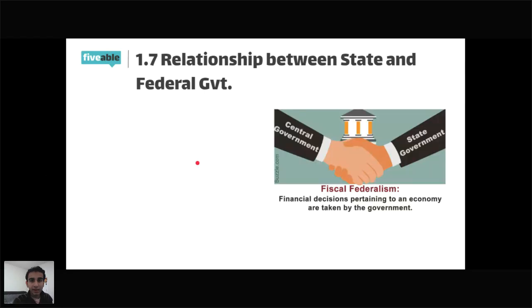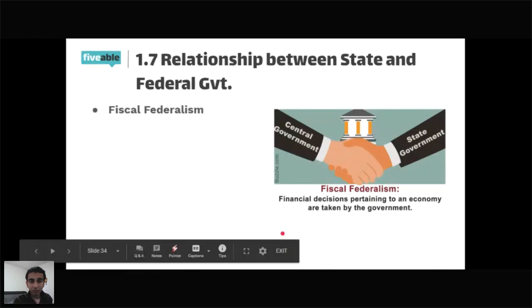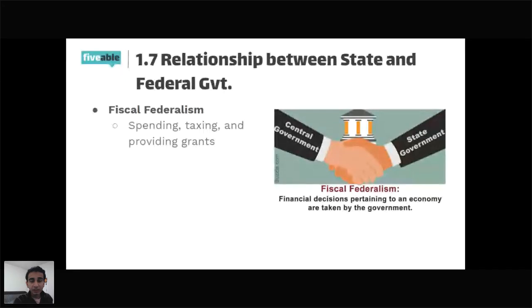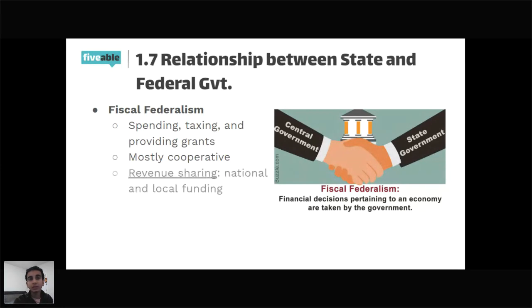All right, the last type of federalism that we're going to talk about is fiscal federalism. Fiscal federalism is about spending, taxing, providing grants, anything money related. It is a type of cooperative federalism, which means the state government and the national government work together. Revenue sharing is a term that you might hear. It's basically anything that's funded by the national or local government. Some key words that you want to know are categorical grants, block grants, and mandates.